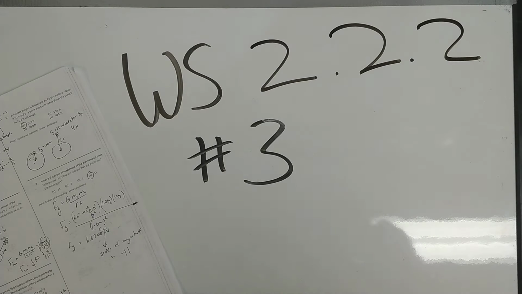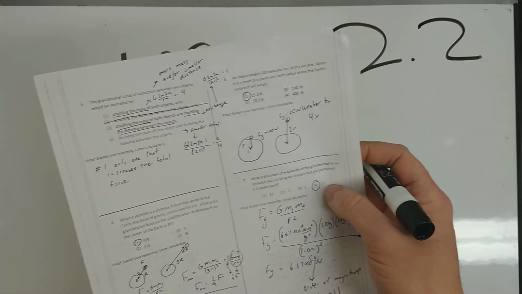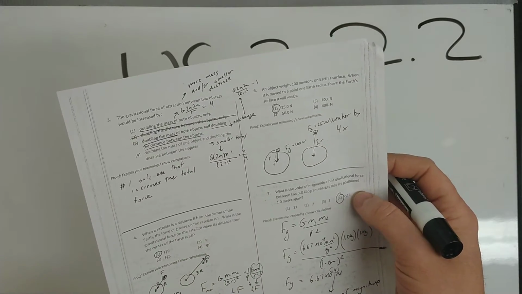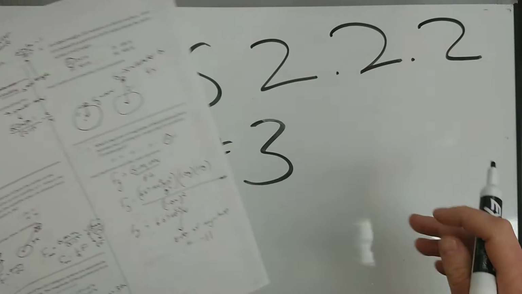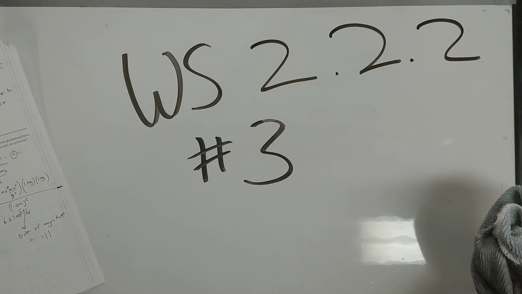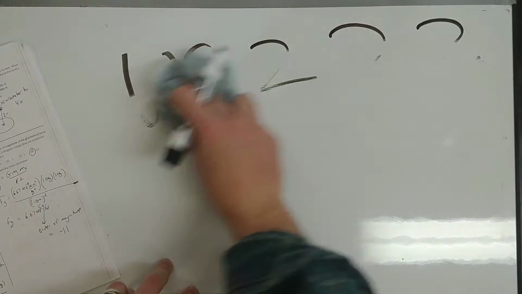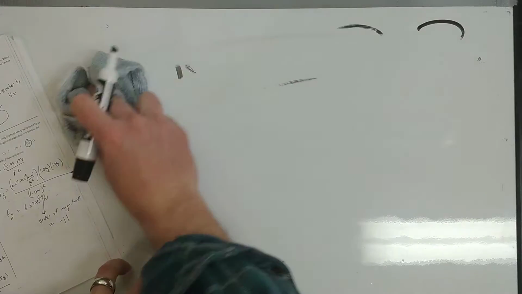Hey everybody, just want to make a quick video about worksheet 2.2.2 number 3 for Physics 11H. These type of questions are real common on the Regents exam, and I know we've talked about it in class, but I just want to make a little further note on this, okay? So, remind you kind of how to do this type of question.